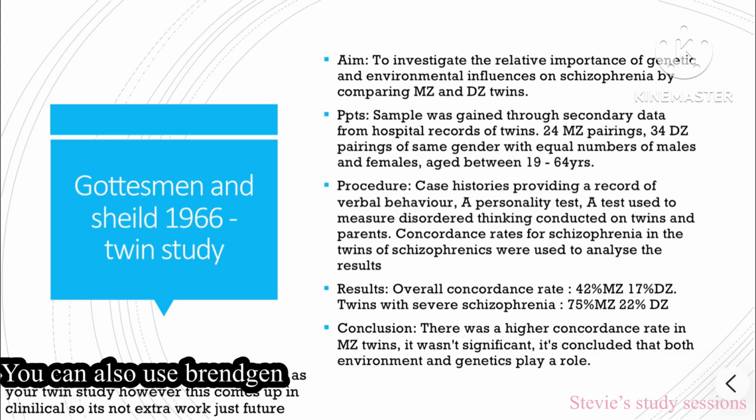Overall concordance rates: 42% MZ, 17% DZ. Twins with severe schizophrenia: 57% MZ and 22% DZ. Conclusion. There is a higher concordance rate in MZ twins, but it wasn't significant. It's concluded that both environmental and genetic factors play a role in the development of schizophrenia.